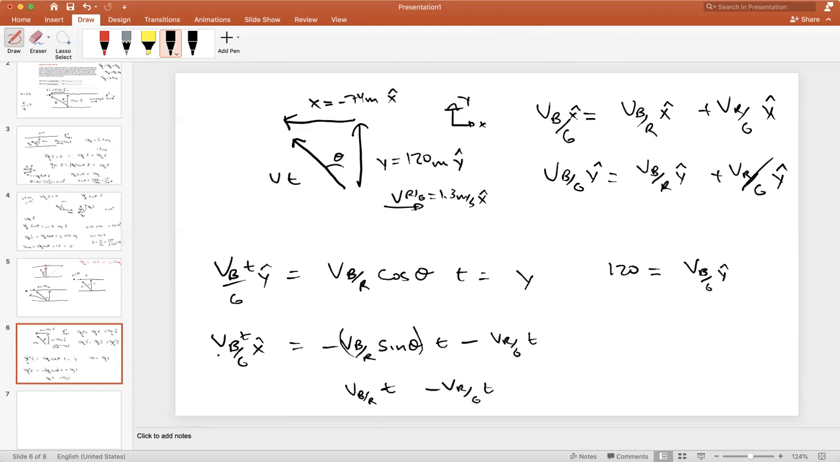And at the end of the day, we know what this will end up being. This will have to end up being our x distance, our minus 74 meters. That's what V_BG in the x-hat times t is going to have to equal: negative 74 meters. So what I want to do now is solve this for V_BR t. Remember that this thing's negative, that's got to be a negative.